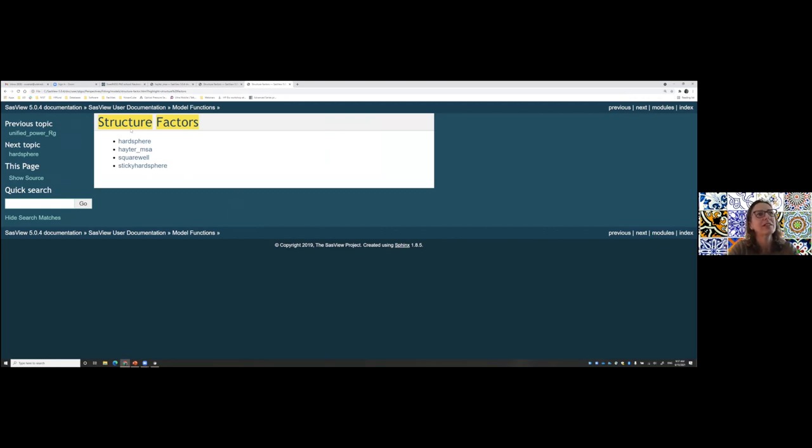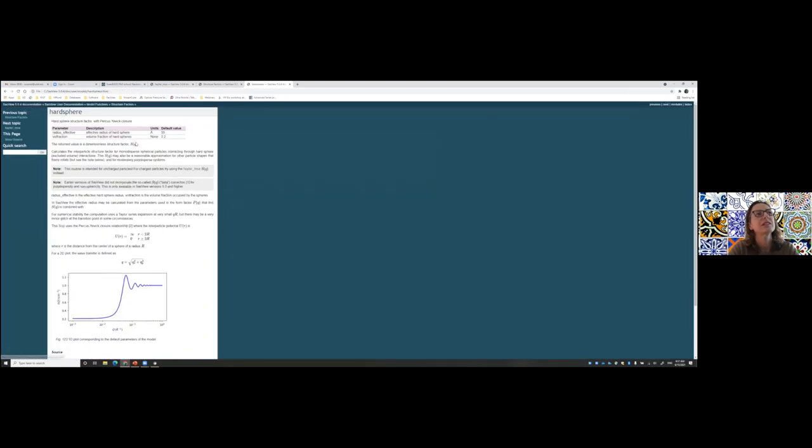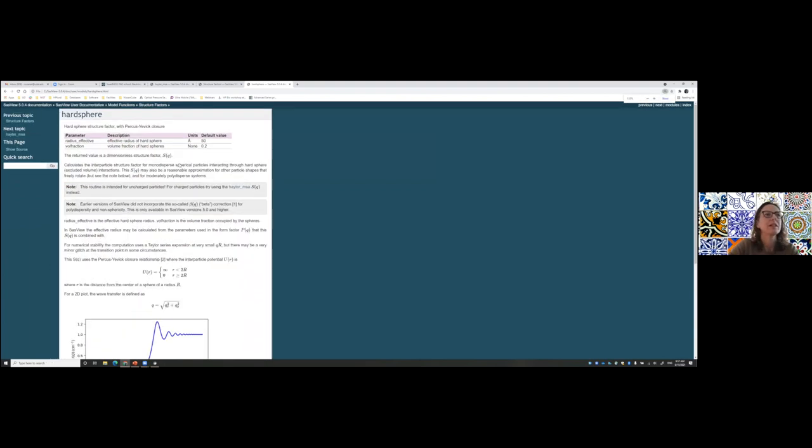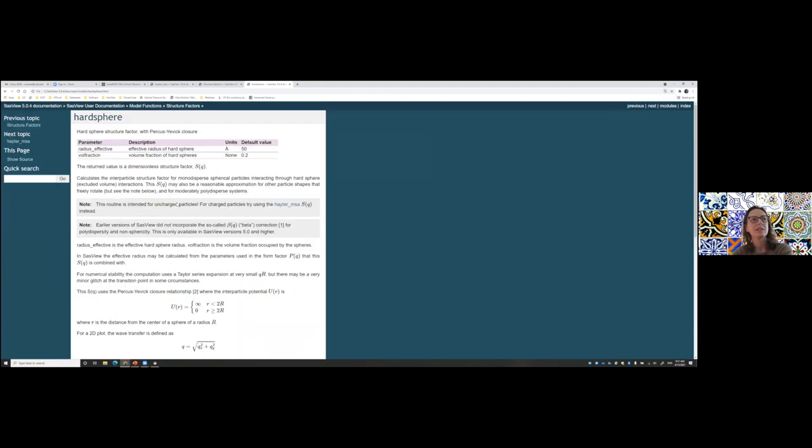So you have the different structure factors that it's offering. And if you click, for example, on hard sphere, it'll tell you what it does. It tells you that it calculates the structure factor of monodisperse spherical particles interacting through hard sphere interactions. So it assumes uncharged particles, which may be for the case where you have the salt shielding the charges around your particle, your molecule may be acting like an uncharged or like a very low charged particle. So I would probably try a hard sphere structure factor for the cases where you have salt.